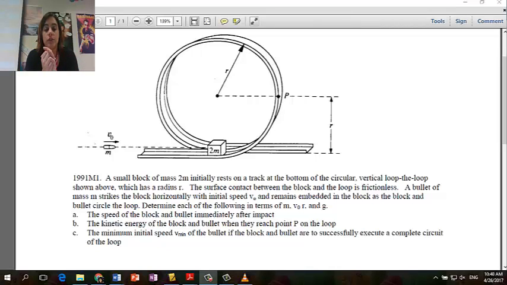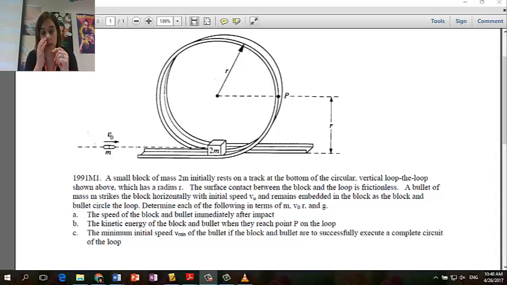Radius R. The surface between the block and the contact is frictionless. So let's take a look at our rubric here. A bullet of mass M strikes the block with the horizontal initial velocity v naught, and the bullet remains embedded in the block. And the block then continues around the circle. You could have used either the left hand or the right hand graph.